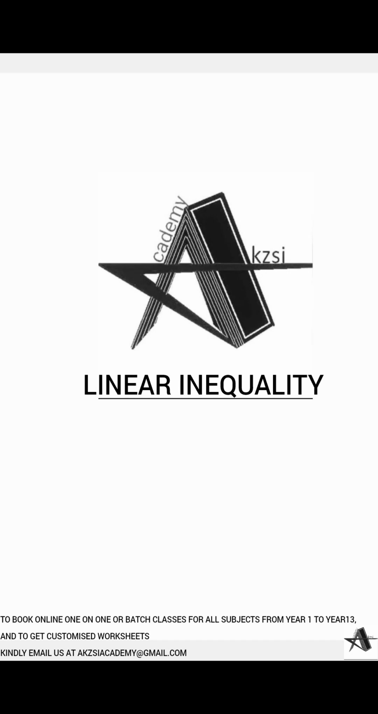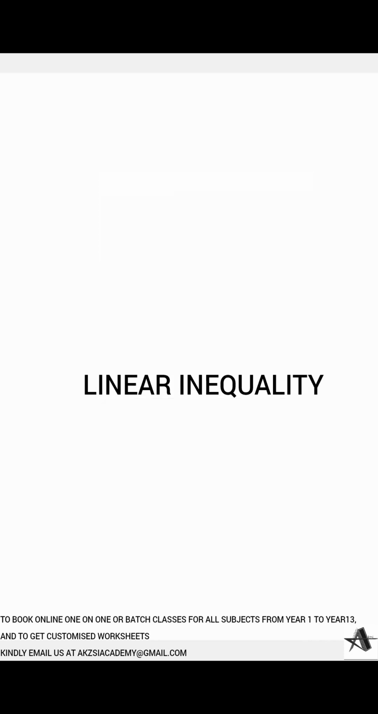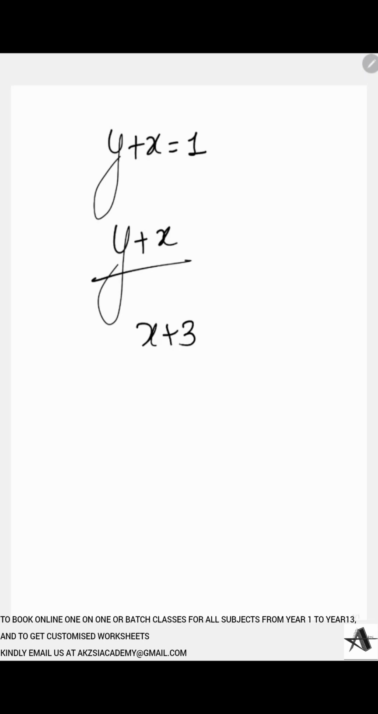So let me start with linear inequality. A linear expression is something where the variable, like x, has power 1. That's called a linear expression. Like if I say y plus x equals 1, it's a linear equation. Y plus x is a linear expression because both variables have power 1. X plus 3 is a linear expression. But when I introduce an equals to sign, this becomes an equation. If I introduce an inequality sign, then this becomes an inequality.